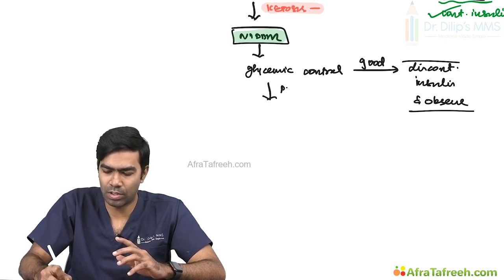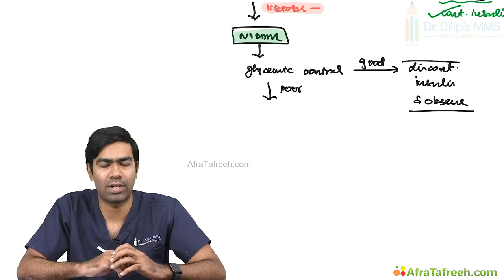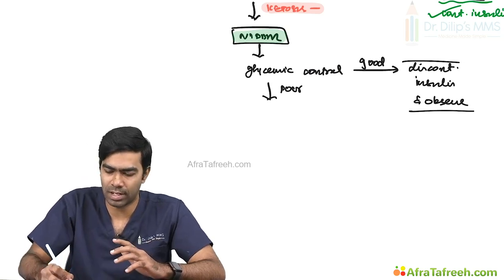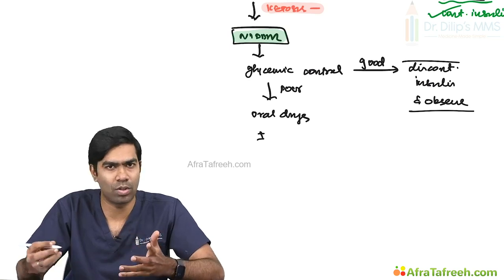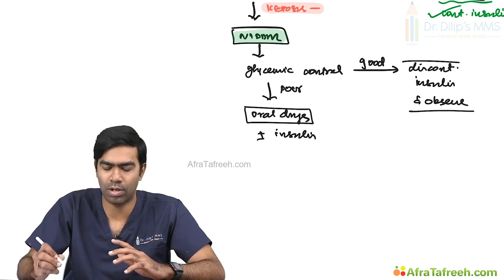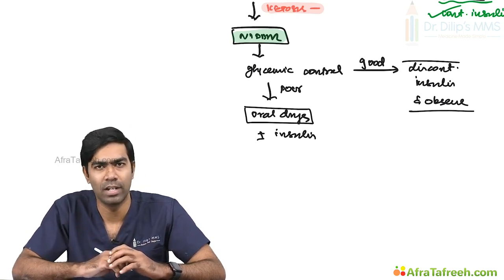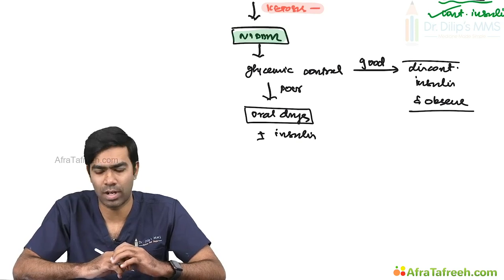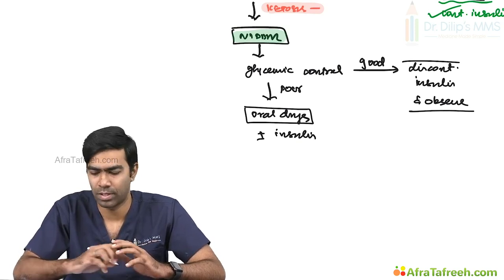So if the glycemic control is poor after reducing the insulin dose to 50%, in this setting, you have to switch to some oral drugs. And depending on whether glycemic control is good or not, further insulin may be required. But here the most important feature is the fact that these patients will be needing oral drugs rather than insulin. And you can attempt to discontinue insulin.